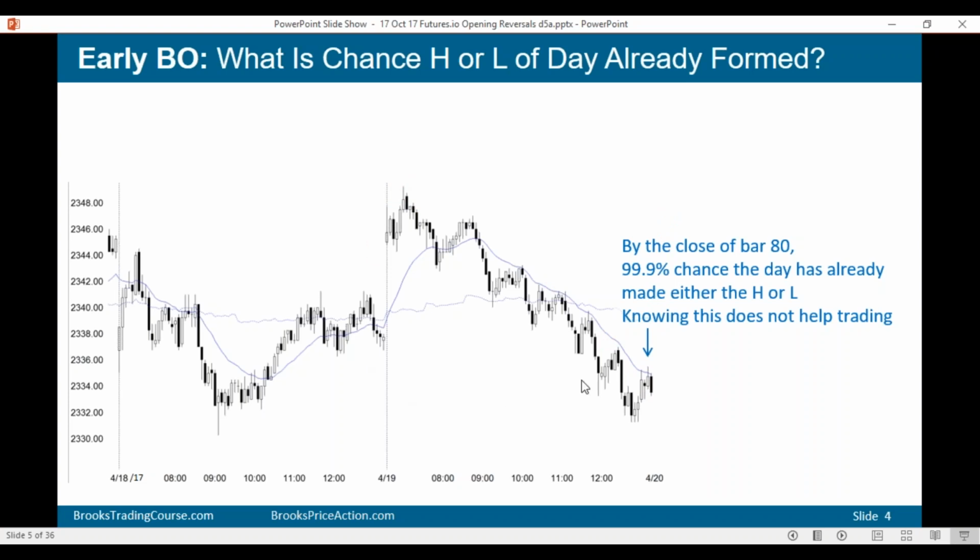However, that does not help you as a trader. You know, big deal. You know this is going to be the high of the day, but that's not going to affect your trading.